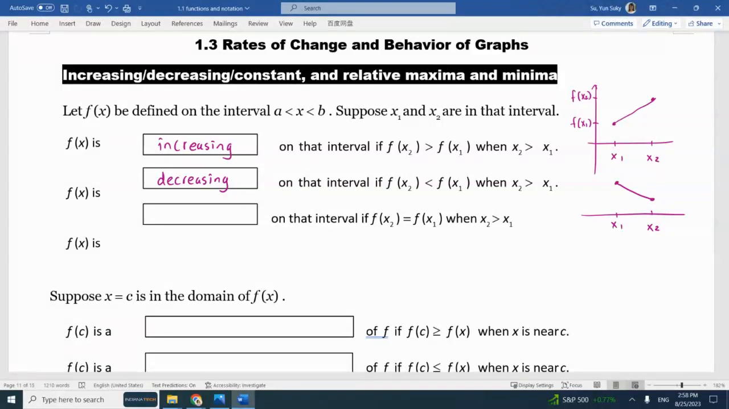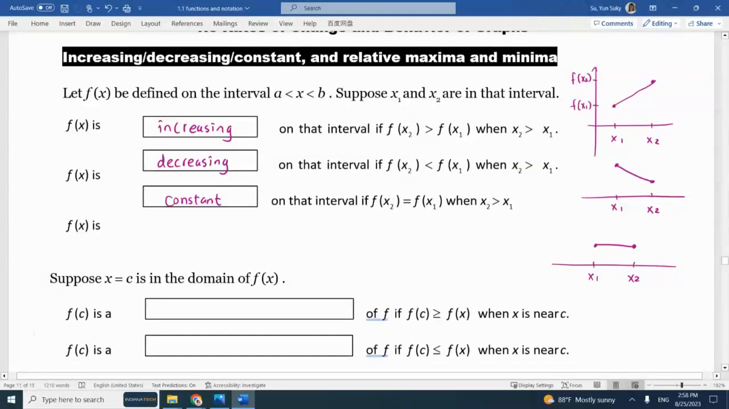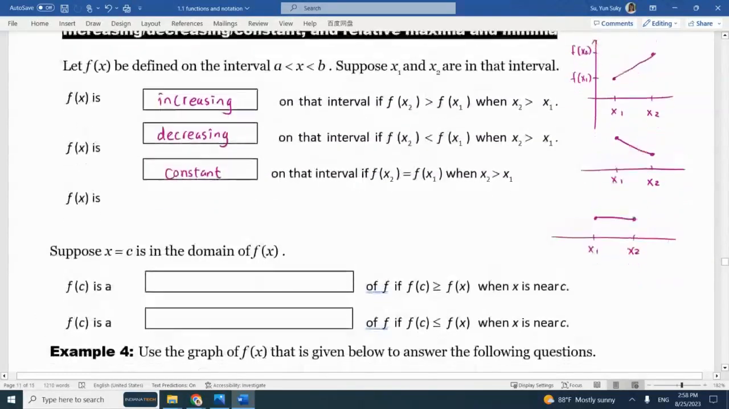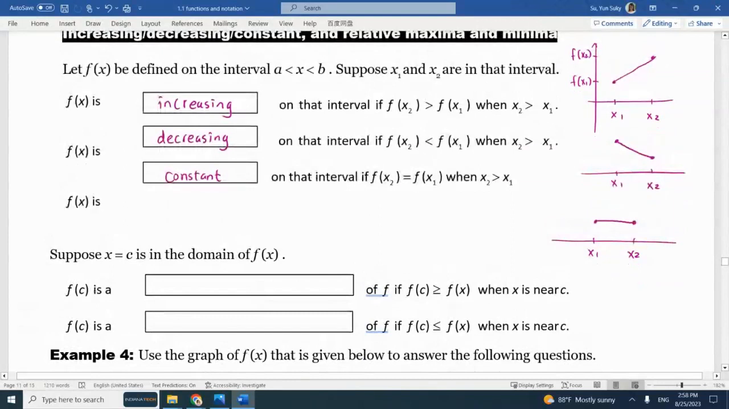So far, so good, everybody? And then f of x is constant if it remains the same. So x1, x2, it remains the same. That's a constant function. So far, so good, everybody? Okay, next, relative maximum and minimum. Suppose x equal to c is in the domain of f.